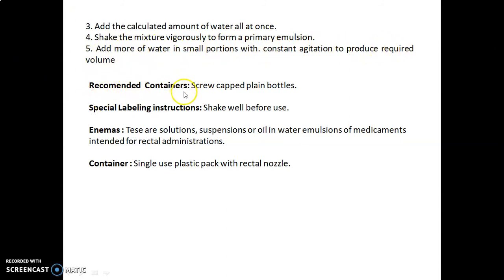Then recommended containers: screw capped plain bottles. Special labeling instructions are shake well before use, as it is a liquid dosage form. Then enemas, these are solutions, suspensions or oil in water emulsions of medicaments intended for rectal administration. Container is a single-use plastic pack with a rectal nozzle.